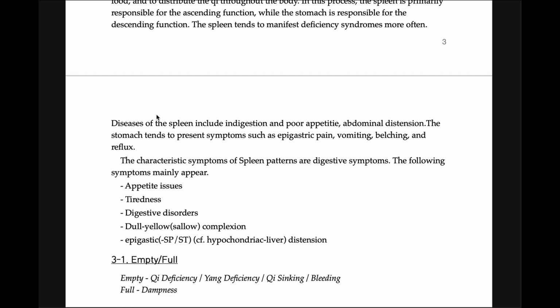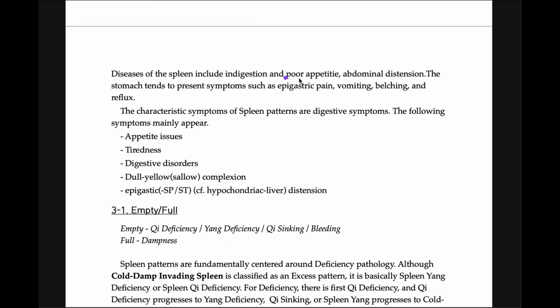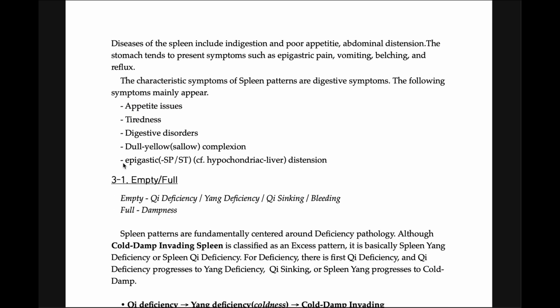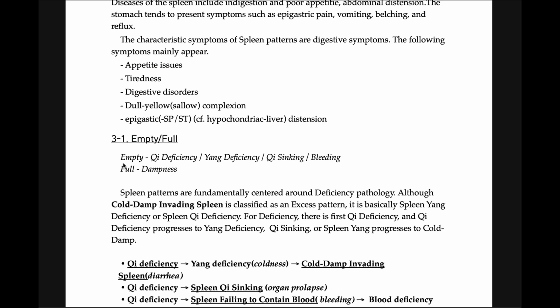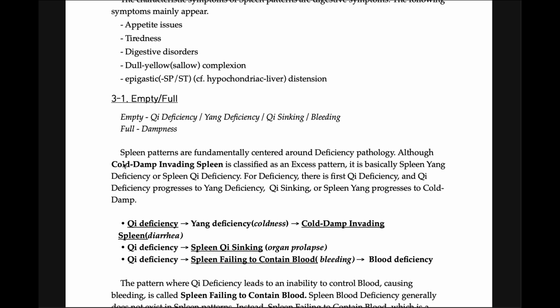Diseases of the spleen include indigestion and poor appetite, abdominal distension. The stomach tends to present symptoms such as epigastric pain, vomiting, belching, and reflux. The characteristic symptoms of spleen patterns are digestive symptoms. The following symptoms mainly appear: appetite issues, tiredness, digestive disorders, dull yellow sallow complexion, epigastric and hypochondriac distension. Empty and full patterns of the spleen: empty, qi deficiency, yang deficiency, qi sinking, bleeding; full, dampness.